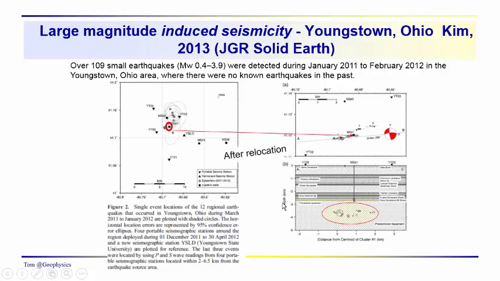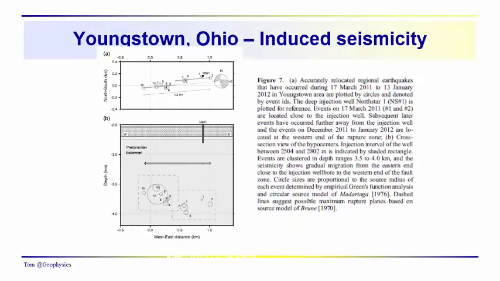These are after relocation. These are before relocation. This again indicates a left lateral strike slip movement along a roughly east-west fault. So again, induced seismicity observed on these 2 faults. This is your disposal well, and these faults are located almost a good kilometer to a kilometer and a half below the injection well.